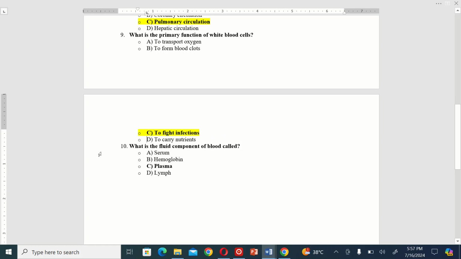The next MCQ is: what is the fluid component of blood called? A. Serum, B. Hemoglobin, C. Plasma, and D. Lymph. So the correct option is C, plasma.